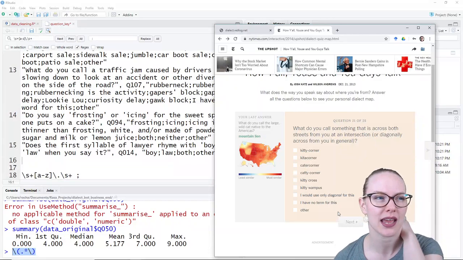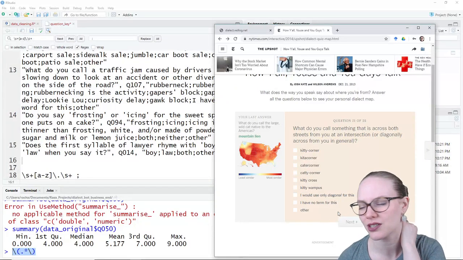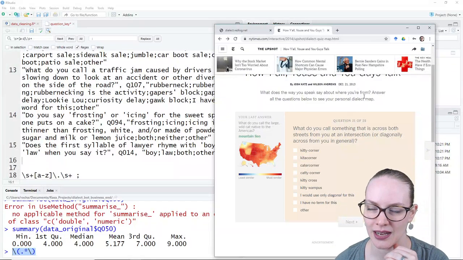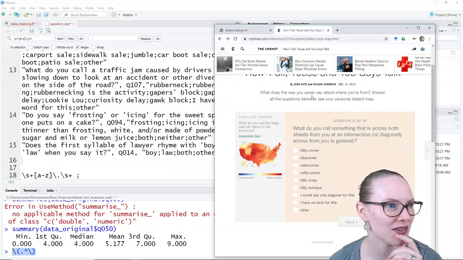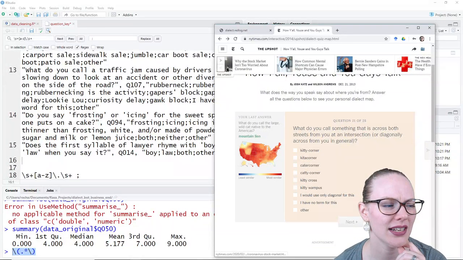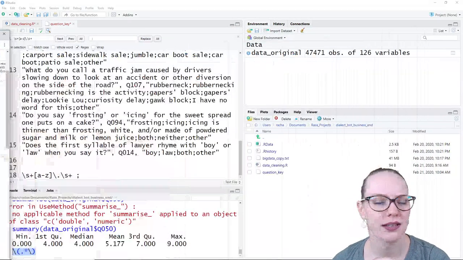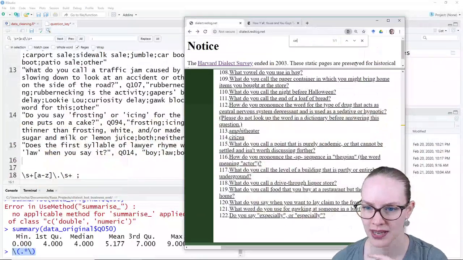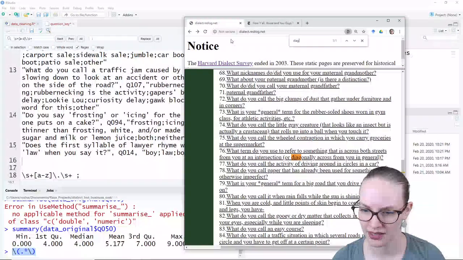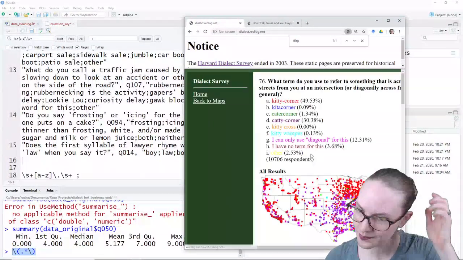Like the example we had with crayfish. And I was like, what do I say? Do I say crawdad? Do I say crayfish? Do I say crawfish? Maybe I do say crayfish. No, I definitely say crawdad. I think it depends on the example. Kitty corner is definitely what I would say there, but let's see if we can find the, yeah, okay.